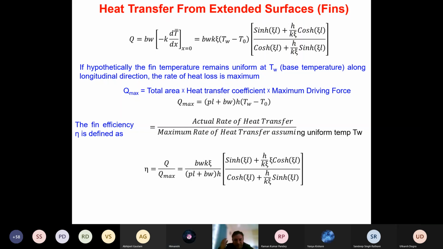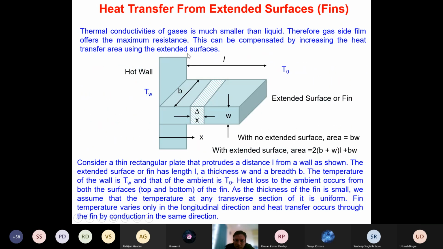Yes, sir. Clear. So Qmax I can obtain easily, because if the temperature along the fin in the longitudinal direction is maintained at TW, there is no conduction occurring in the fin along the longitudinal direction. Only the convection is taking place outside, isn't it? So the convection taking place outside will be given by what? (PL plus BW) H (TW minus T naught), isn't it? PL into H (TW minus T naught) we have already seen earlier when we were looking at these elements.